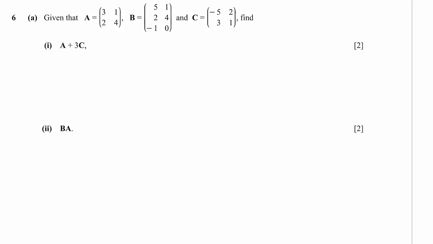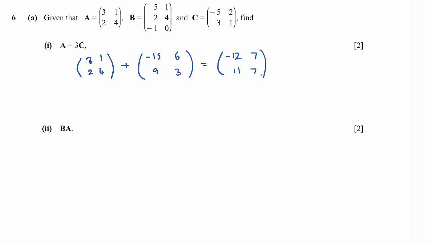So we're given these three matrices here, and the first thing we need to do is find A plus 3C. So A is just 3, 1, 2, 4, and C is this matrix here. So if we have 3C, it's just going to be negative 15, 6, 9, 3. So 3 add negative 15, that's negative 12. 1 add 6 is 7. 2 add 9 is 11. And 4 add 3 is 7.